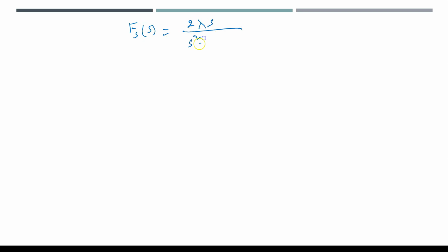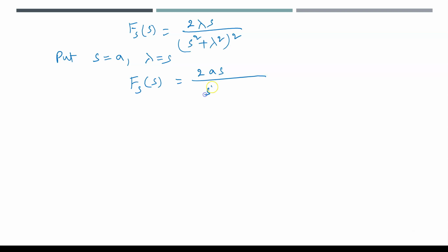That is, the Fourier sine transform is Fs(s) equal to 2λs upon (s square plus λ square) whole square. So let us replace s by a and λ by s again. Then Fs(s), the Fourier sine transform, equals 2as upon (s square plus a square) whole square, or (a square plus s square) whole square, because we have taken s equal to a square plus s square whole square. This is the Fourier sine transform.